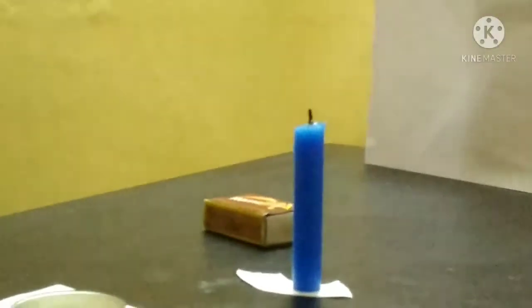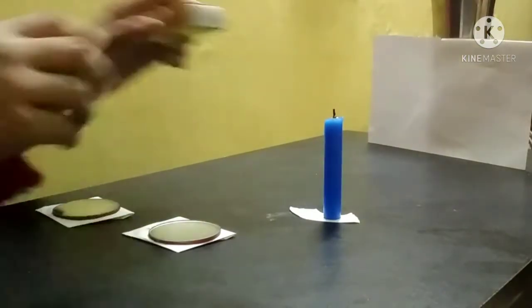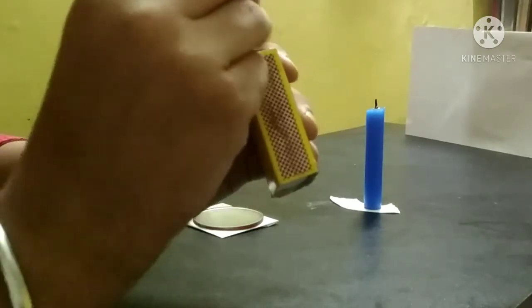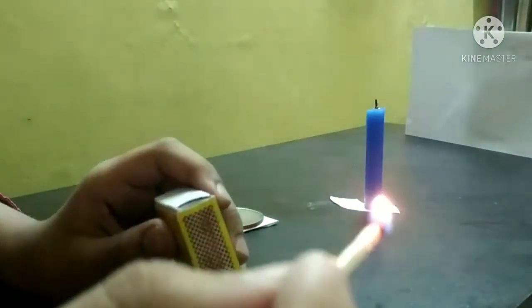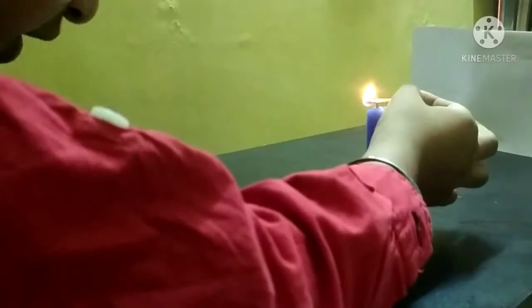Friends, you can see there is a white paper screen, here is a candle, and here is a mirror. So let's start the experiment. So friends, first we have to light up the candle. So I will use matchstick to light up the candle. Let's light up. Friends, you can see the matchstick is lighting up.